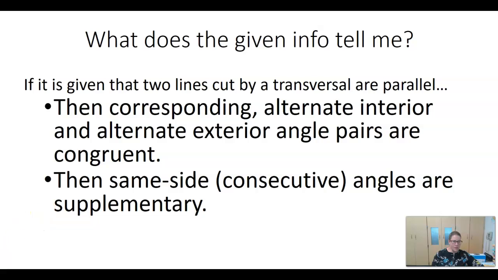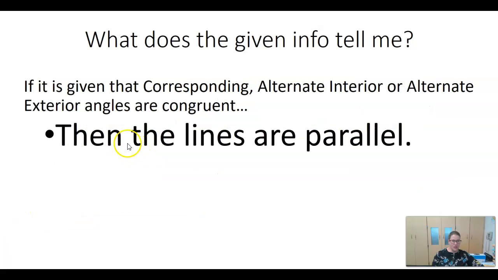But we can also come at it from the other direction. If we know that corresponding, alternate interior, or alternate exterior angles are congruent, so we're given that the angles are equal, then we will also know that the lines are parallel. So we can start out knowing the lines are parallel and say certain things about the angles, or if we know things about the angles, then we can say the lines are parallel if they fit those relationships that we have talked about.